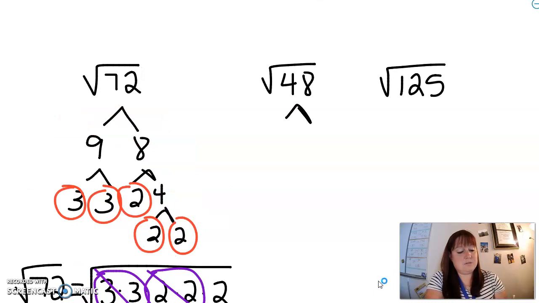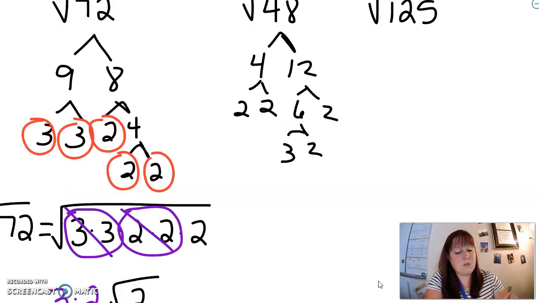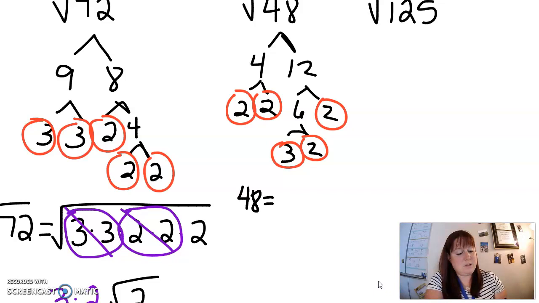Let's try 48. 48 is, let's see, 4 times 12. It doesn't really matter what you pick here because the prime factorization is going to end up the same. You're just going to break it down differently. That's 2 times 2, that's 6 times 2, that's 3 times 2. So our prime factorization of 48 is 2 times 2 times 3 times 2 times 2. So we could rewrite 48 as 2 times 2 times 2 times 2 times 3.